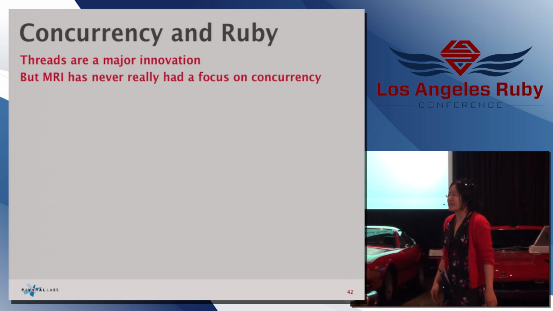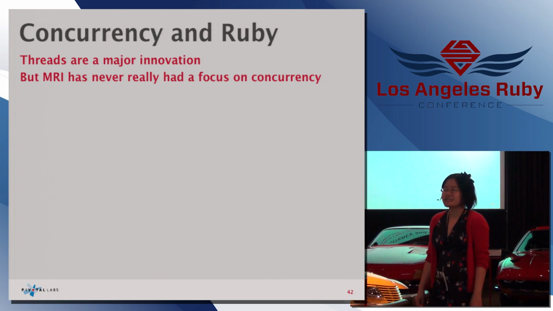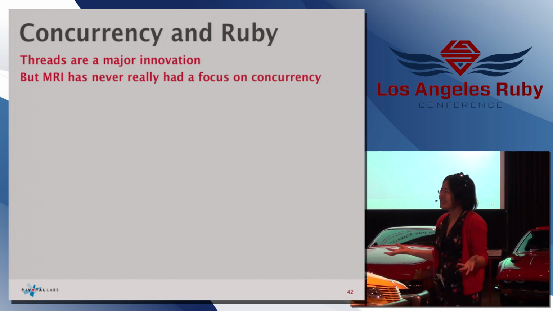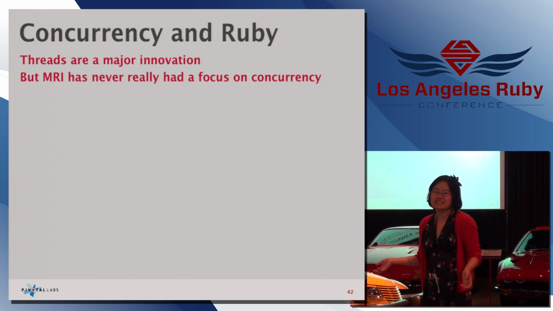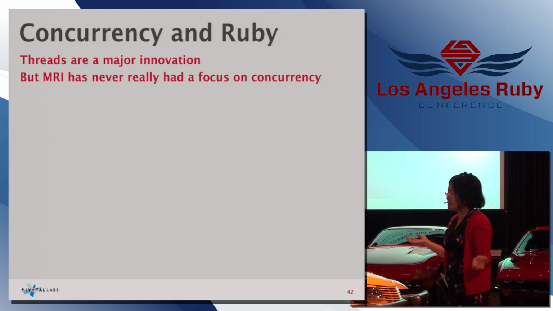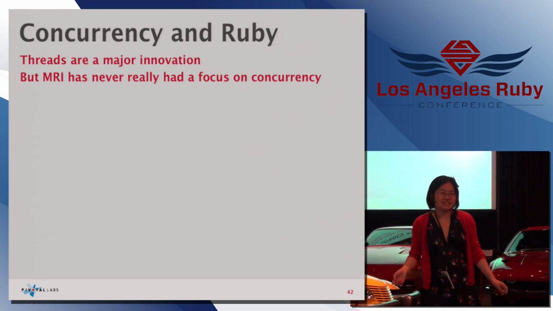So threads are actually a major innovation in the history of computing. They've been around for maybe about 30 years, and they're really important for concurrent programming. And the fact that MRI doesn't have it should really be a cause for concern. And I'm sure that in the future, maybe people will all move to JRuby because they like concurrency. Who knows?